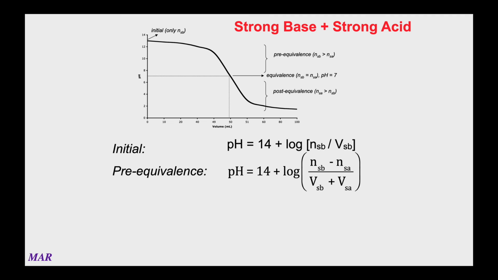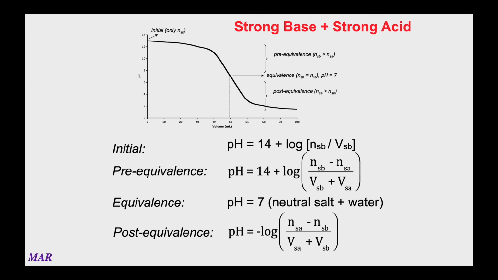So NSB minus NSA will tell you the net number of moles of strong base left over, and you divide by the total volume. At equivalence, the two are equal to each other, so the only pH-affecting species is water, so the pH should be a value of about 7. And then like we saw earlier, in the post-equivalence region, what you're adding is going to dominate over what you started with. So in post-equivalence, moles of strong acid will be more abundant than moles of strong base. The post-equivalence region pH expression is the same as the pre-equivalence region expression in strong acid plus strong base earlier.